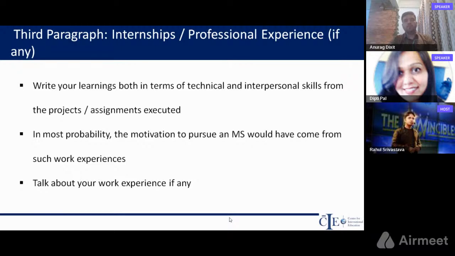for many students, this is where the motivation to pursue an MS degree comes from, right? Because when they do an internship or a job, they realize how their learnings are being applied, and from those applications they come up with newer ideas, they get motivated to do something new, and so it can become a reason for your motivation why you want to pursue a master's degree. If you have work experience, definitely talk about it. What are the things you have learned from that experience, and how that experience will help you in your master's degree.